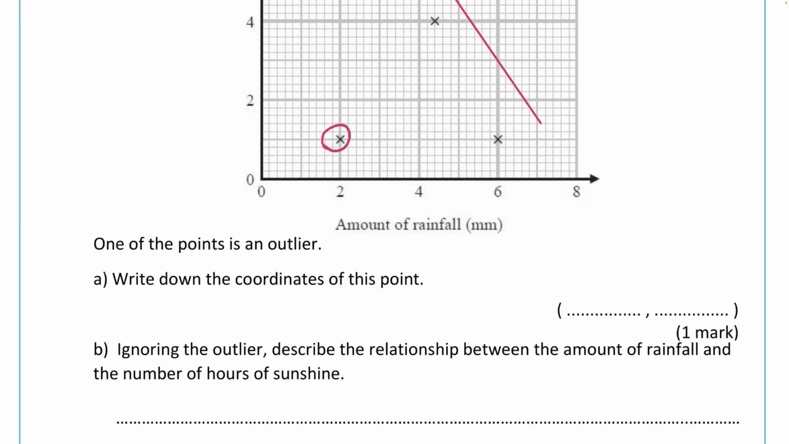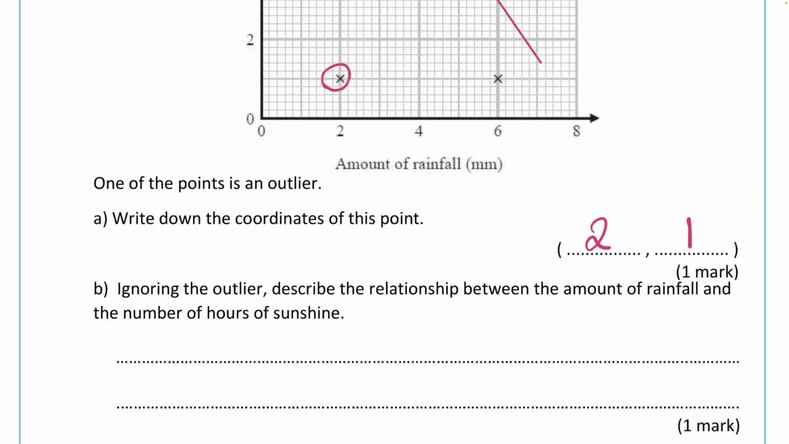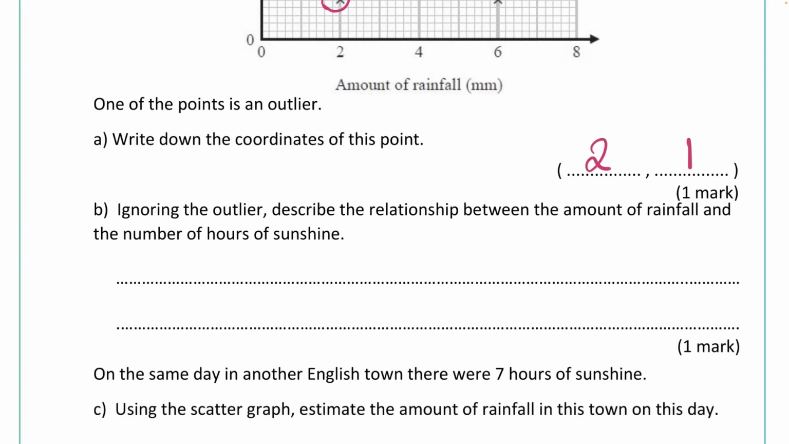So that point acts as a coordinate. The x coordinate just below that is 2, and the y coordinate just to the side is 1. And there we go, that's the coordinate for our outlier. For part B, it says ignoring the outlier, describe the relationship between the amount of rainfall and the number of hours of sunshine. This is quite an interesting one because it says describe the relationship.